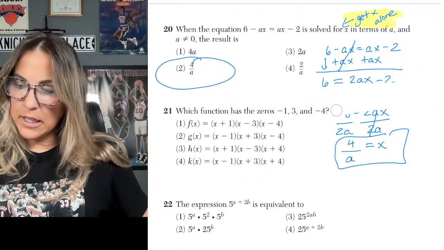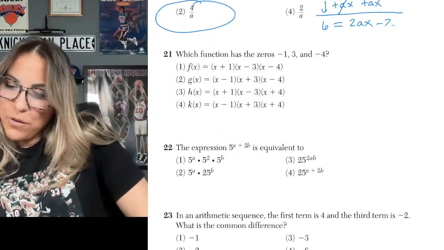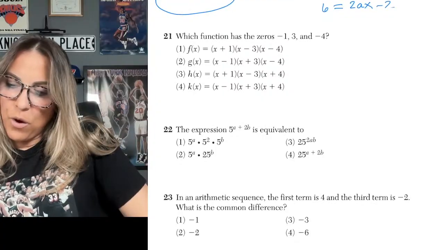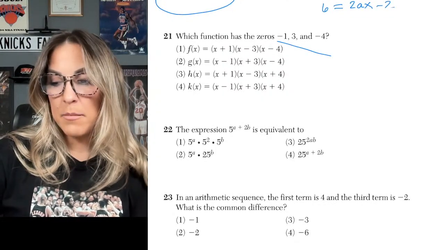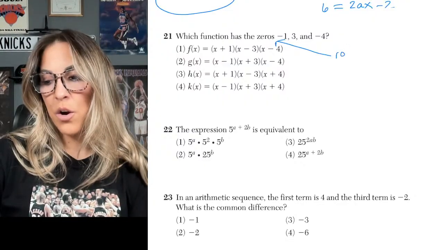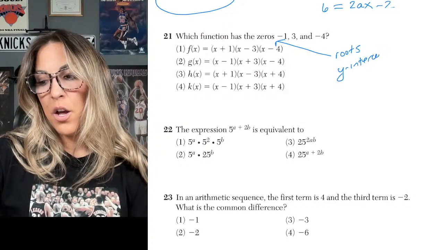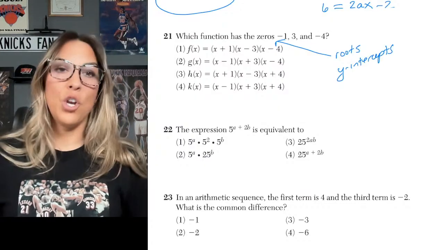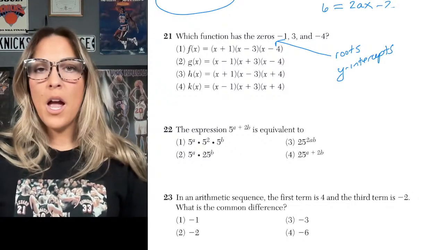I'm going to delete this to give us some space for the next one. Which function has the zeros -1, 3, and -4? So this is, again, to me, very important vocabulary. The zeros are also known as the roots. They are also the y-intercepts. And I think knowing that they're the y-intercepts is what's going to make this problem the easiest for you.